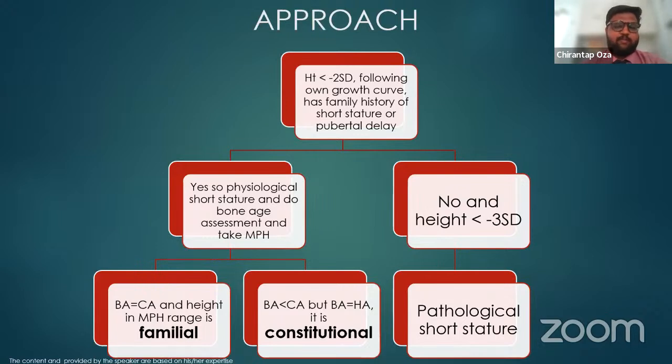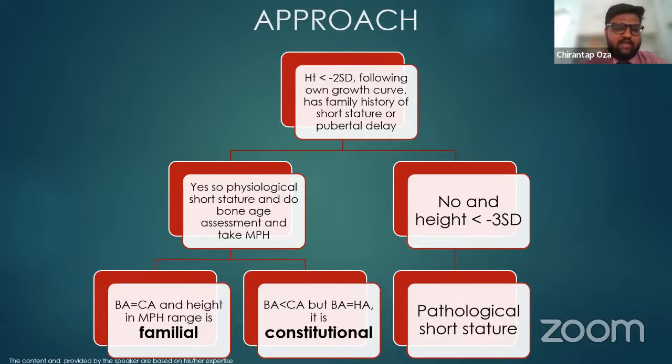So now going to the approach step by step, if the height of the child is less than -2 standard deviation and the child follows his or her own growth curve, and there is a family history of short stature or pubertal delay, if the answer to all these questions is yes, then it is more likely to be a physiological short stature, and one must do bone age assessment and take mid-parental height. If bone age and chronological age are the same and the height is in the mid-parental height range, then the cause is familial short stature.